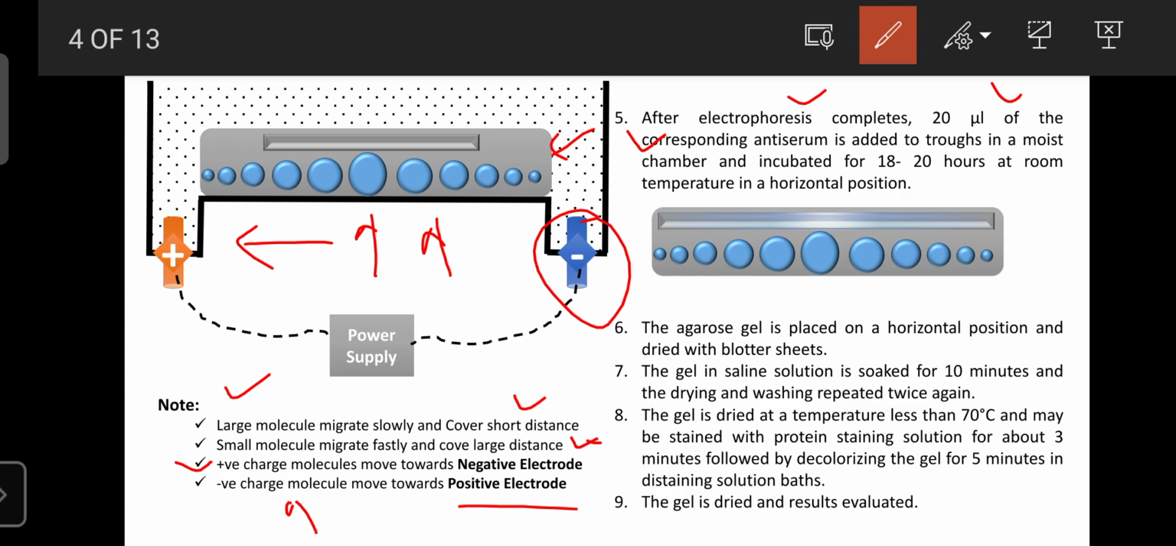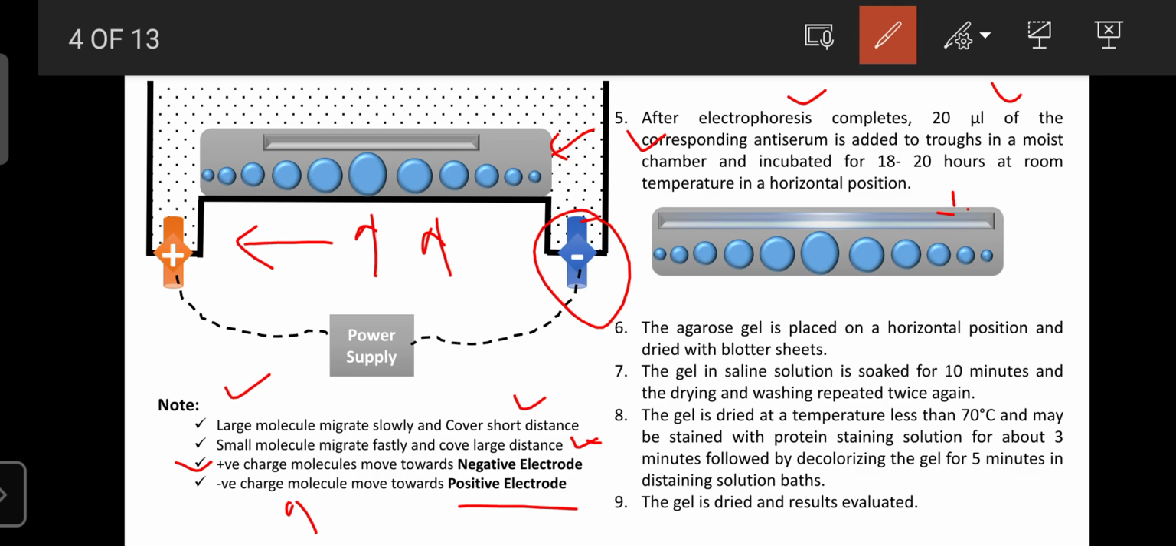So that corresponding antibody or antiserum is added here in the trough. After electrophoresis, you are targeting antigens that you know. If you do not know the antigen, you first note down which antigen is present with the help of radioimmunoassay. Then you identify which antibody is required for that antigen. After that, during regular diagnosis, you already know the antigen, and you keep the particular antibody or antiserum ready.